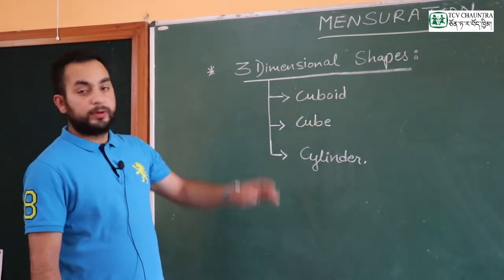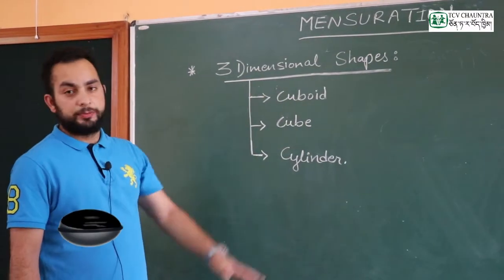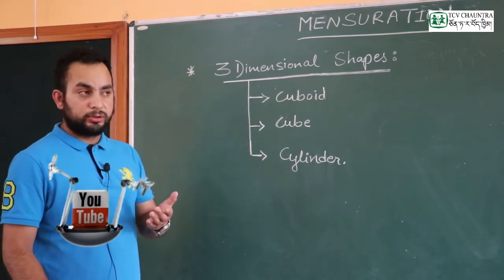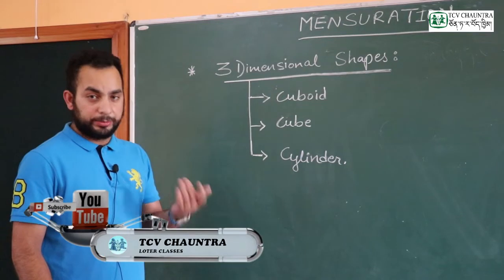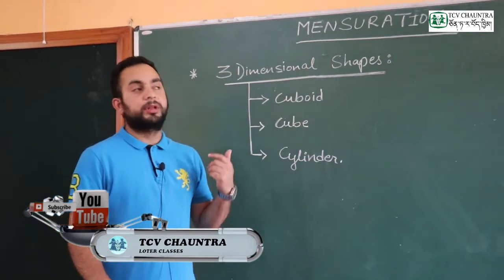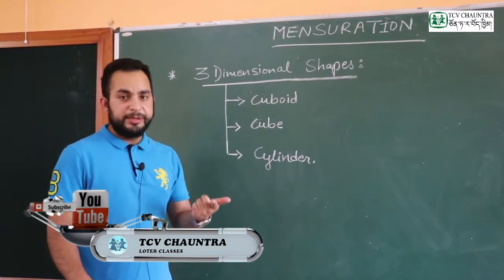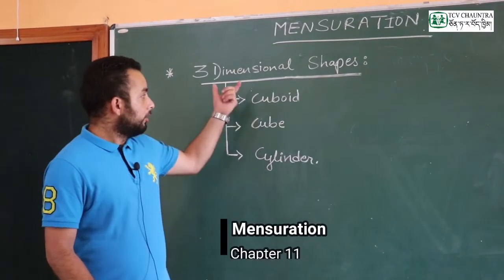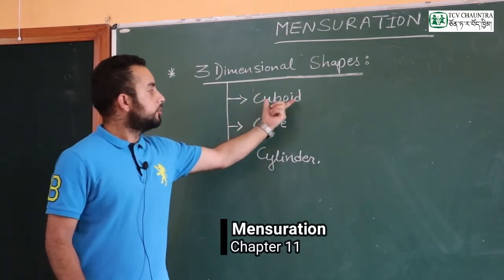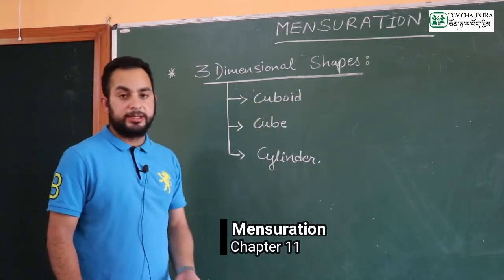Class, today we are going to learn the three-dimensional shapes. Three-dimensional shapes are solid shapes. Before this, we learned two-dimensional shapes, where we found the perimeter and area. Now we are learning the three-dimensional shapes, and our first shapes are the cuboid, cube and cylinder.